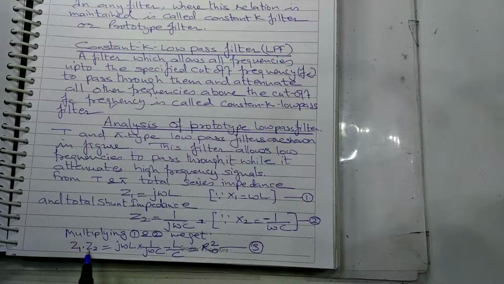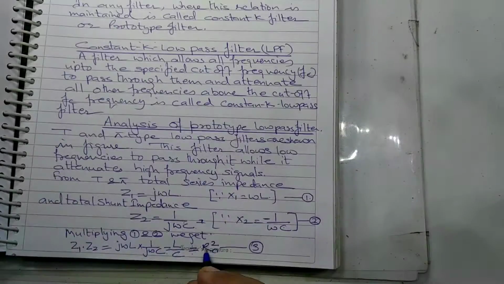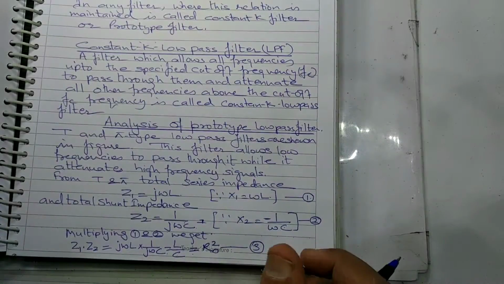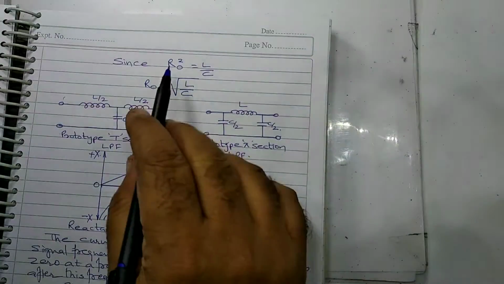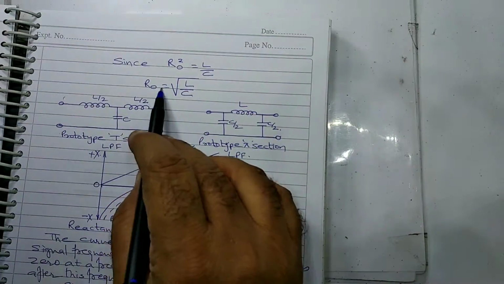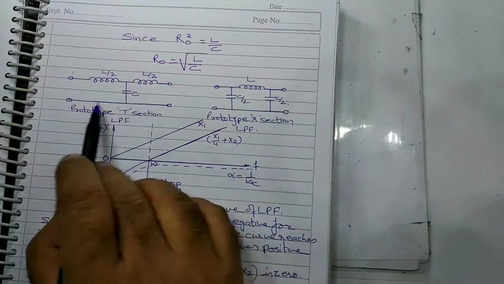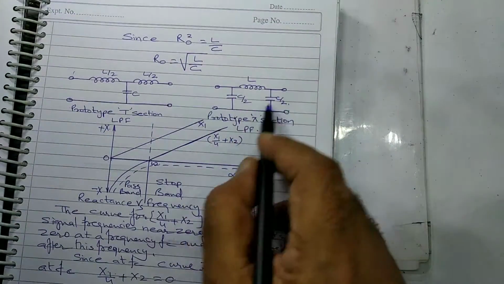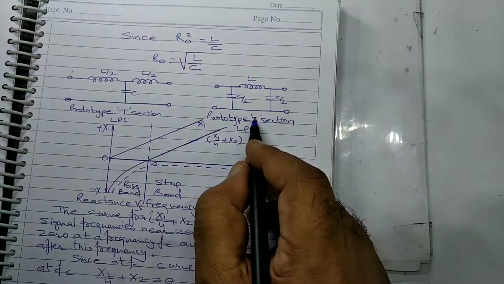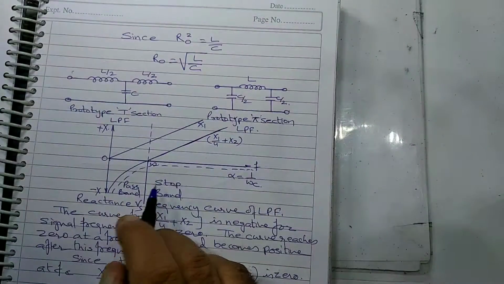Now multiplying 1 and 2 we get Z1 Z2 equals j omega L into minus 1 upon j omega C, we get L by C is equal to RO square, that is the third equation. Now since RO square is equal to L by C, RO is equal to square root of L upon C. Now these are the prototype or constant K type T section filter, and this is the prototype or constant K type pi type filter. Both are low pass filters.